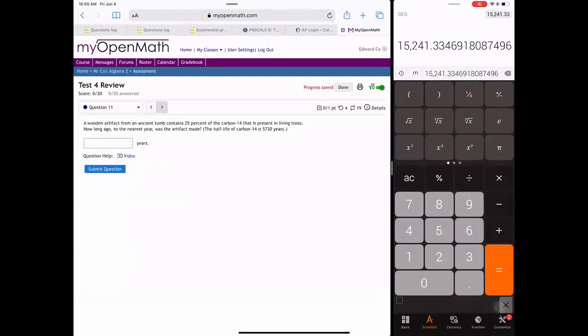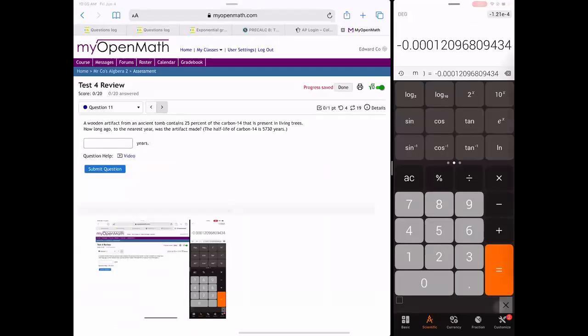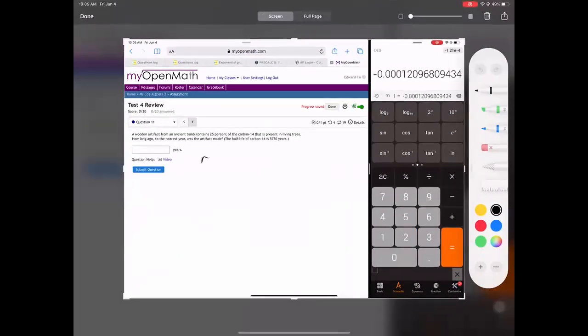So we said 0.5. We're going to natural log this. And then we're going to divide this by 57/30. And this just gives us a rate of, our rate is equal to negative 0.00012009. Okay, so if this is my rate on my problem, we can go ahead and set up again.